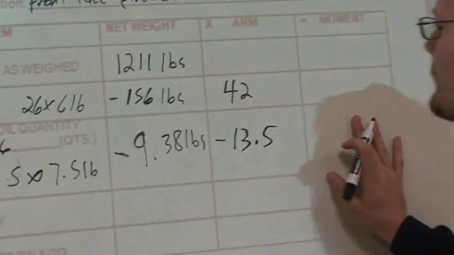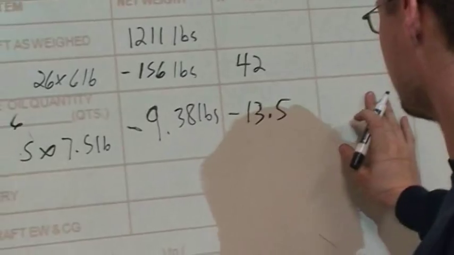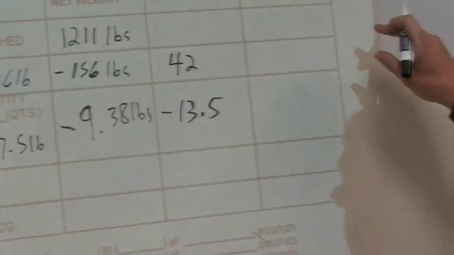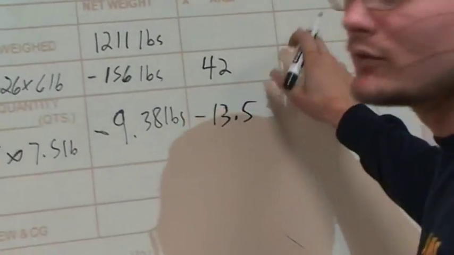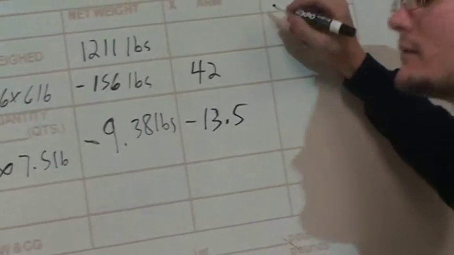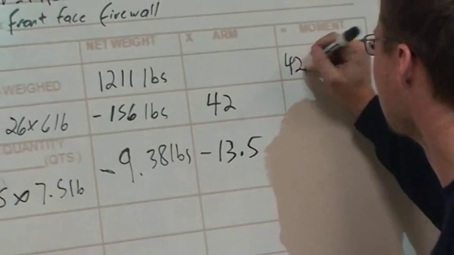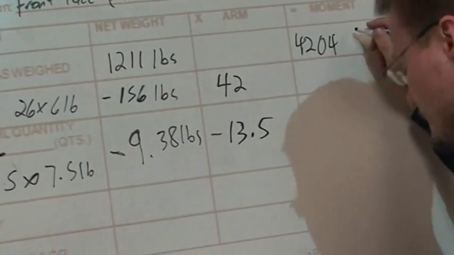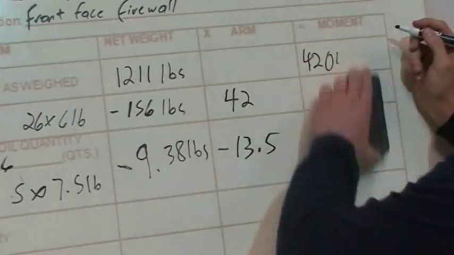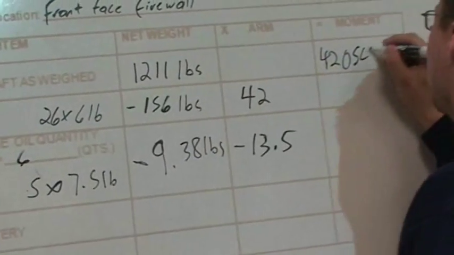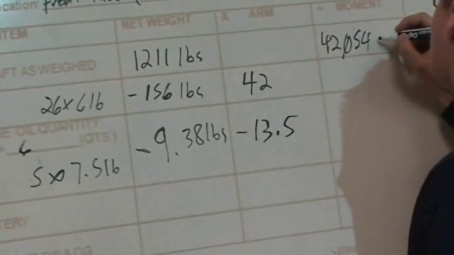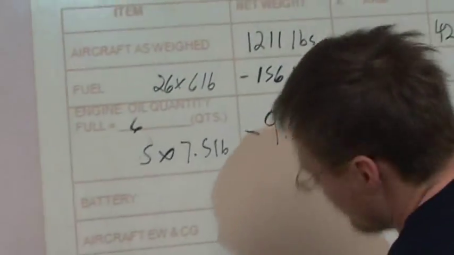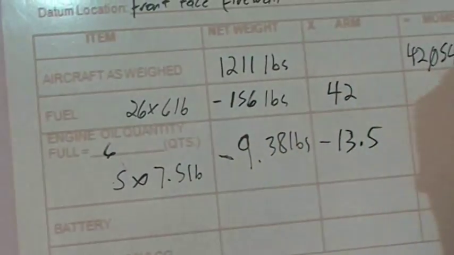Now what we'll do is take the moments for your fuel and oil, and we'll also need to get the total moments for the empty aircraft. We have that as 42054.25 inch pounds.